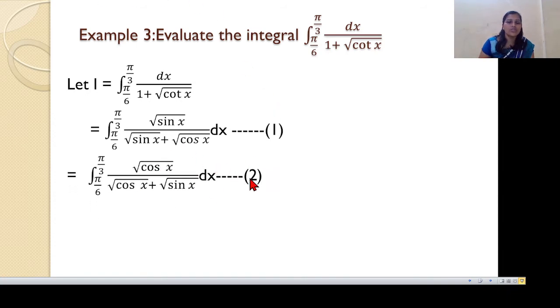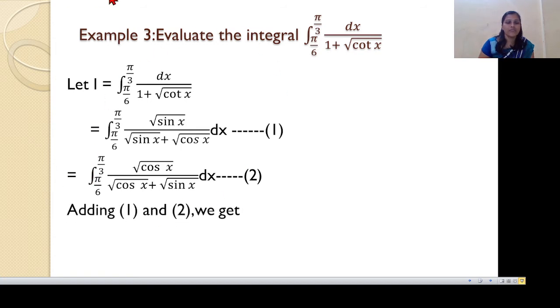So how does this equation number 2 appear? For this equation number 2, we have to replace this x with the value pi by 3 plus pi by 6 minus x, that is pi by 2 minus x. So when you replace this x with pi by 2 minus x, similarly here also and here also, then instead of sin x we get cos x, and instead of cos x, we get sin x.